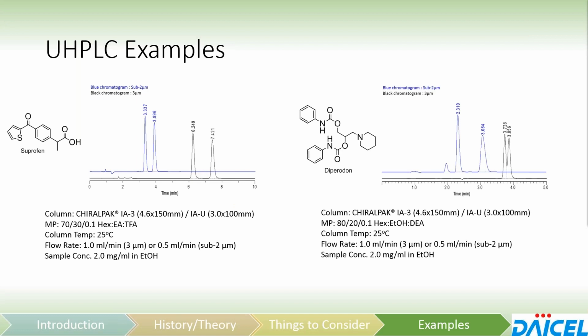This is an example where you actually had no baseline resolution on 3 micron, but by switching over to sub 2, you will end up getting a baseline resolution. Now, these are not optimized methods by any means, and so you might be able to achieve baseline resolution on 3 micron, but using very similar conditions without changing the mobile phase composition or anything like that, you go from no separation to good baseline separation.